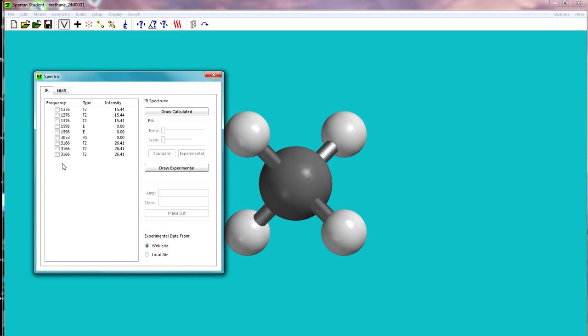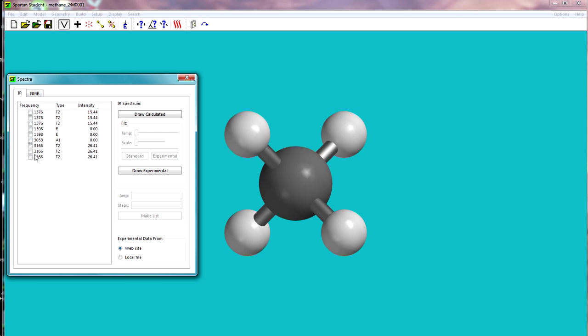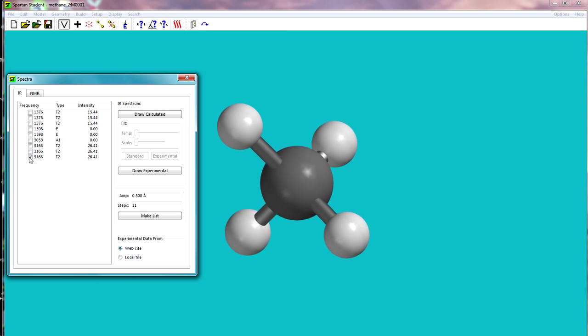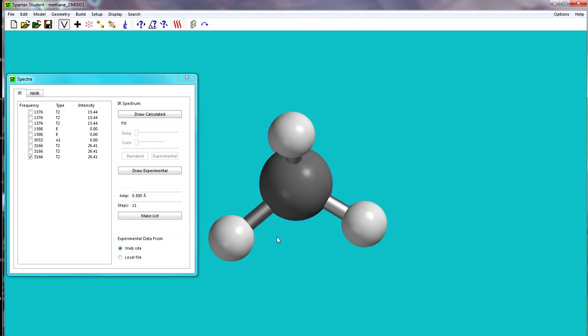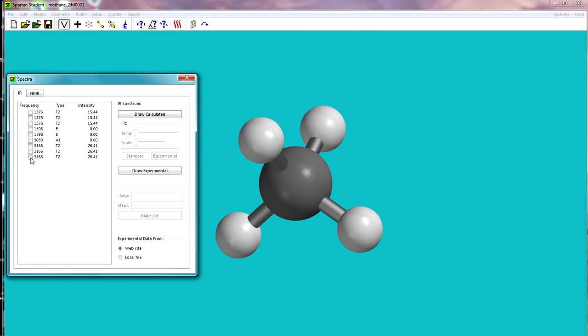So let's start with the highest frequency one first. And you can see there's three at the same frequency. This is the symmetry type, but let's not get into that. There are 3,166 waves per centimeter, or wave numbers. So these are carbon-hydrogen stretching modes. And because the carbon and hydrogen have charges, they produce an oscillating dipole, and therefore they will interact with the electromagnetic radiation of that particular wavelength and absorb it. So there's three of the same frequency, but they correspond to three different types of motion that correspond to the same energy.